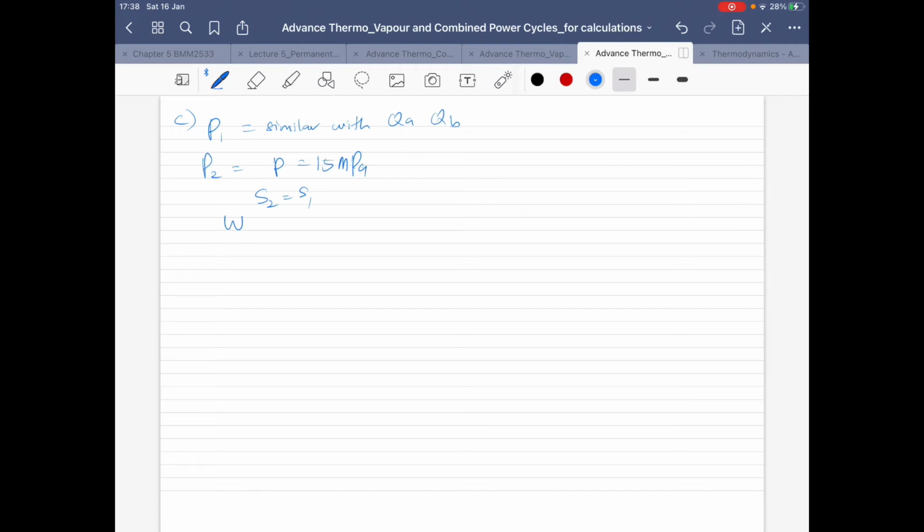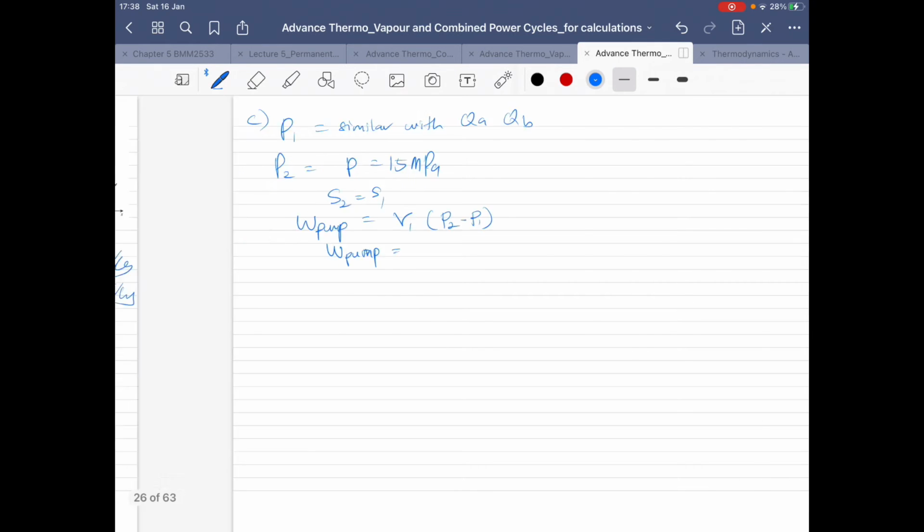There is a W pump in between point 1 and point 2. So point 1 and point 2 are exactly similar. W pump is the specific volume at point 1 times the pressure at point 2 minus the pressure at point 1. So point 1 is exactly the same, like QA and QB. You will get the value for point 2. How do we get this? You calculate W pump first.